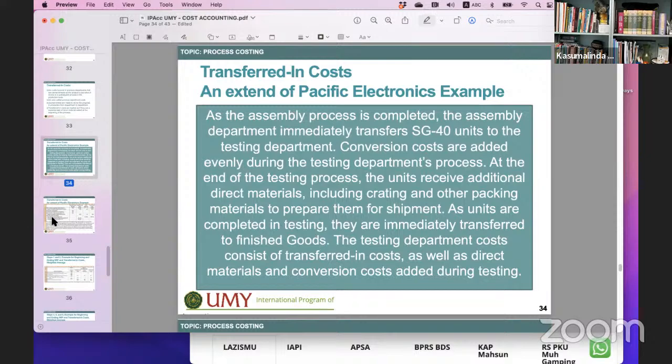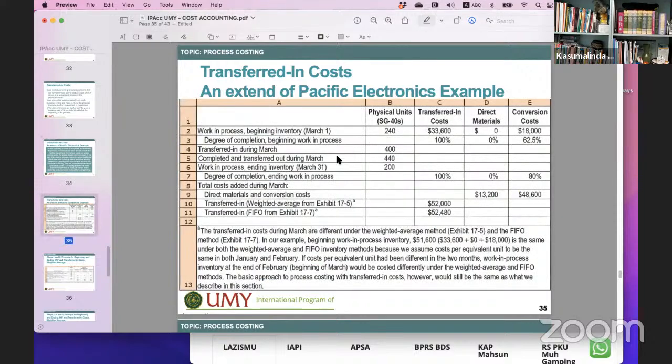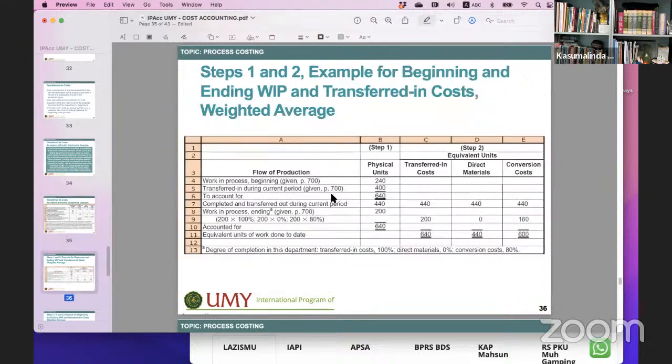Okay, from this, these are the informations given to you, and from these informations, we prepare the production report for the testing department. Okay, sama juga step dia, need 5 steps there. First, we analyze the physical units. I think I don't have to explain to you again, but I need to highlight how the first department relate with the second department.